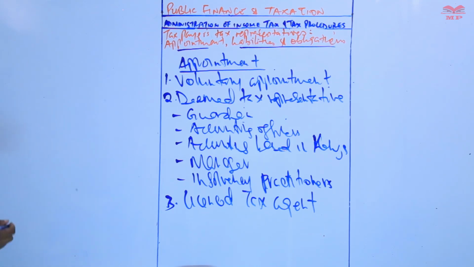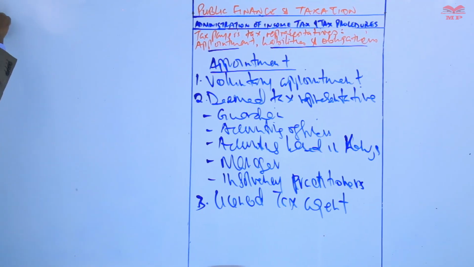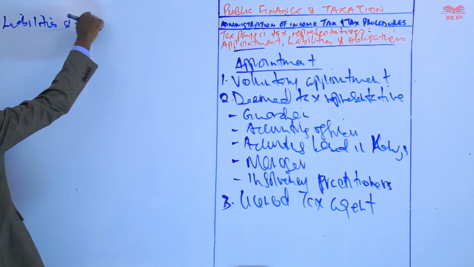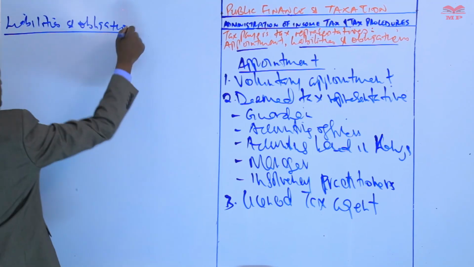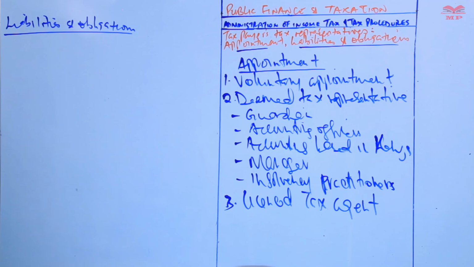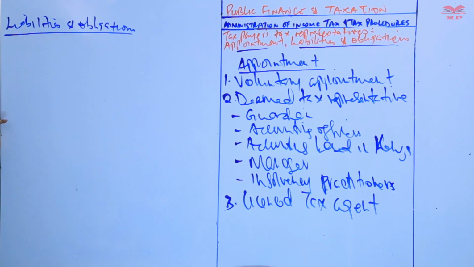Now let's discuss the liabilities and obligations of tax representatives. Tax representatives in Kenya carry significant liabilities and obligations under the Tax Procedures Act, and the core principle is that they are responsible for complying with the tax laws on behalf of the taxpayer.